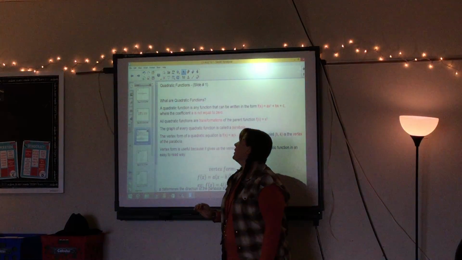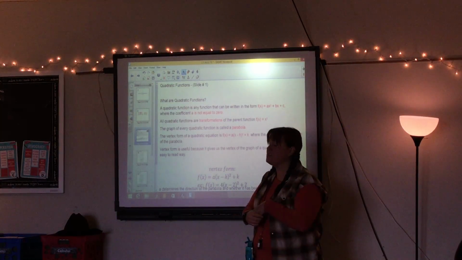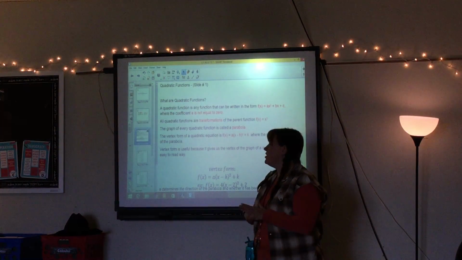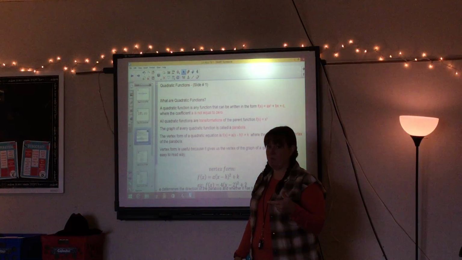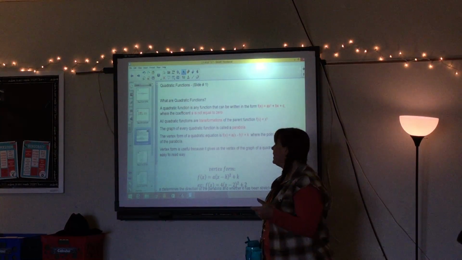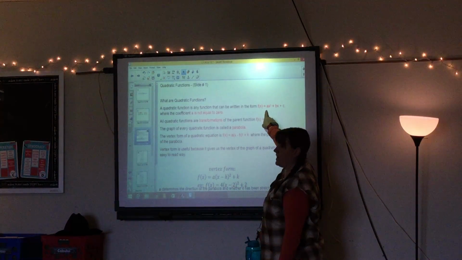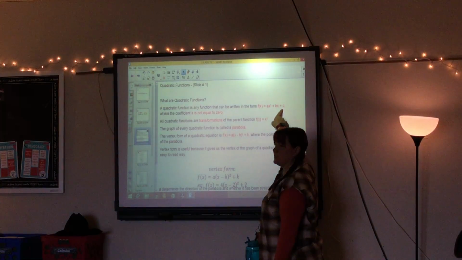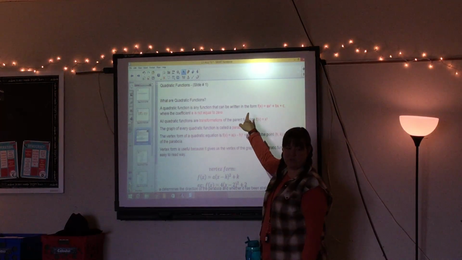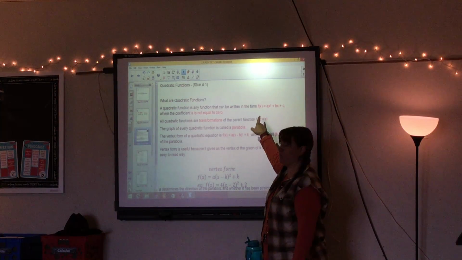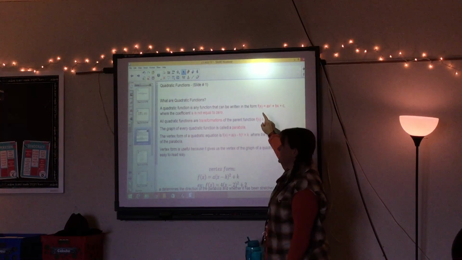Okay, so we're going to talk about quadratic equations, or quadratic functions now. You may or may not have seen these in Algebra 1. A quadratic function is any function that can be written in this form, ax squared plus bx plus c. All these red ones are not in your notes, so you can write those down if you want, all the red words.